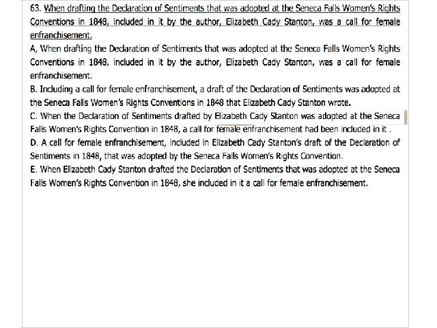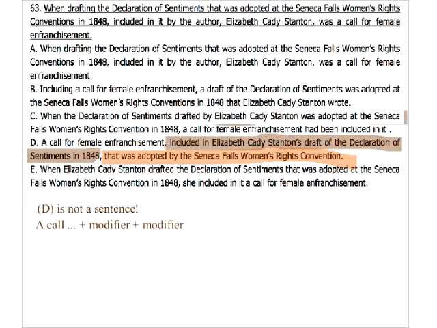Well, D is not a sentence because you've got a call for female enfranchisement included in blah, blah, blah is a modifier, and that was adopted is another modifier. So D is not actually a sentence. It's just a call plus modifier plus modifier. There's no verb. So D is bad. What about C?